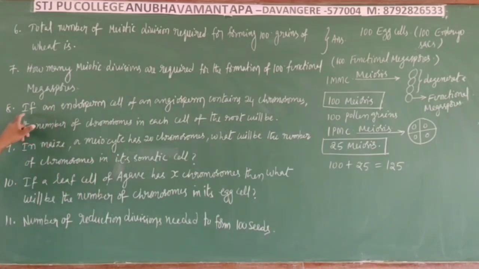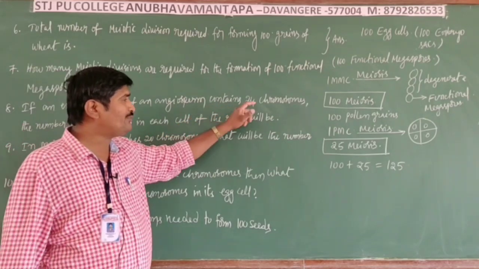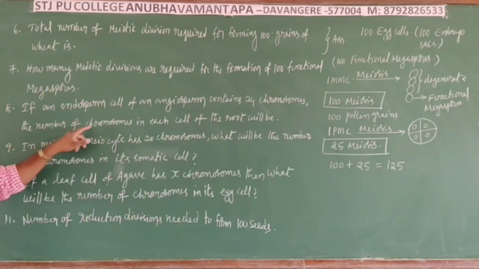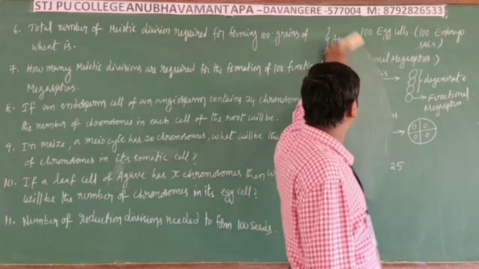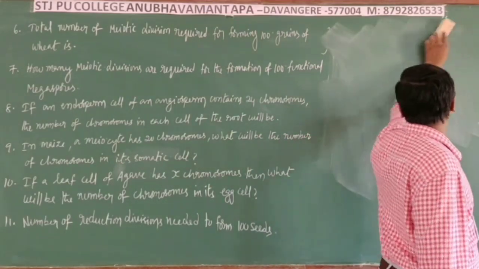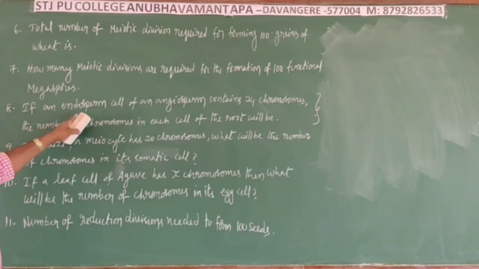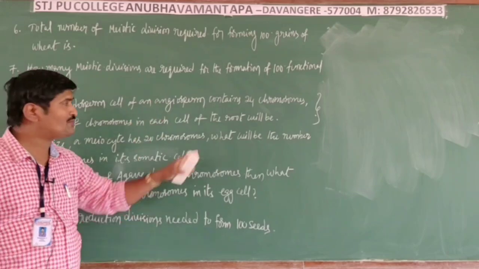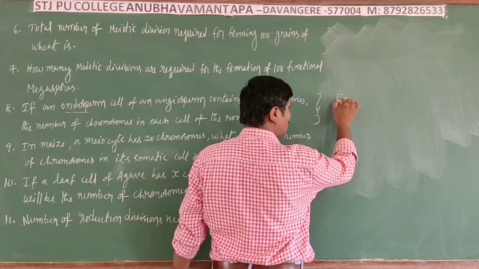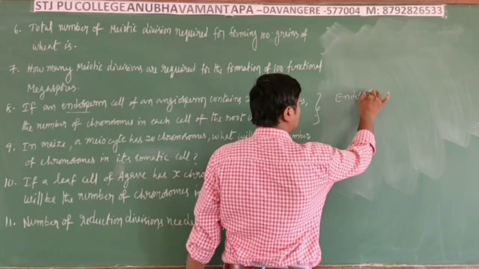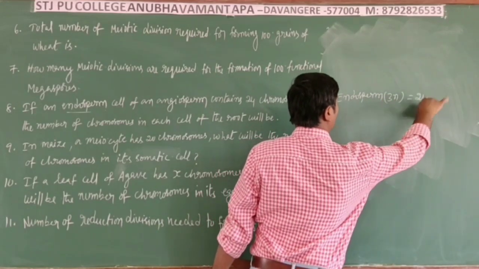Next one. If an endosperm cell of an angiosperm contains 24 chromosomes, the number of chromosomes in each cell of the root will be, based on ploidy. See here, the endosperm contains 24 chromosomes. What is the ploidy of endosperm? Triploid. 3n is total how many chromosomes? 24.